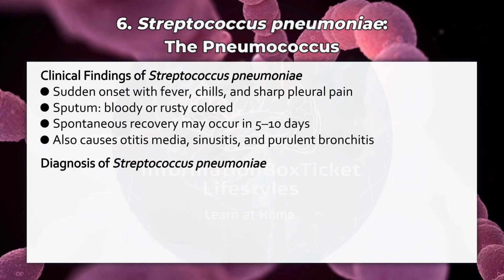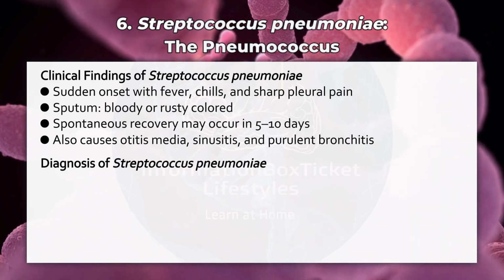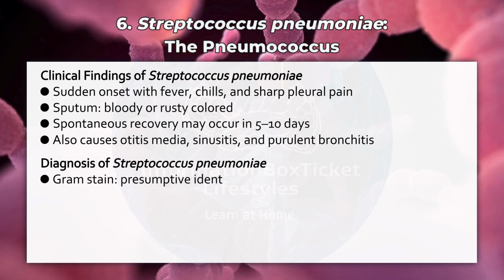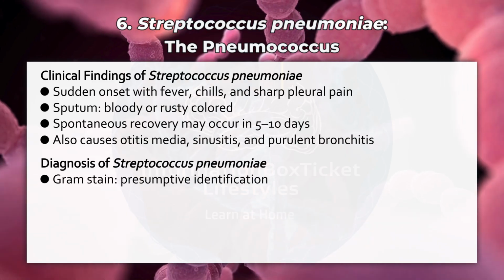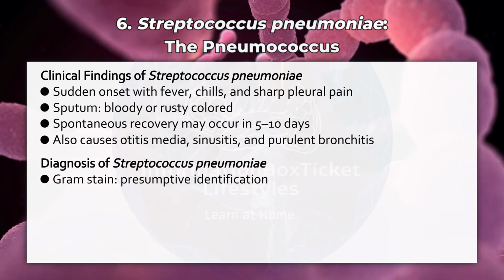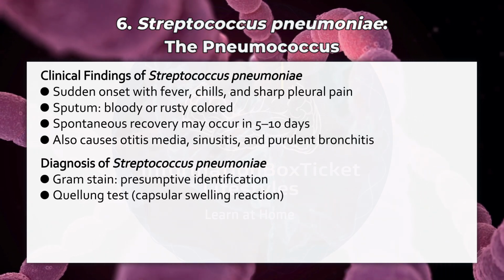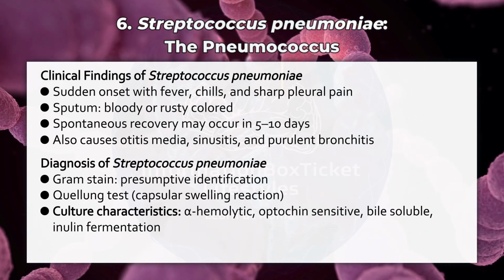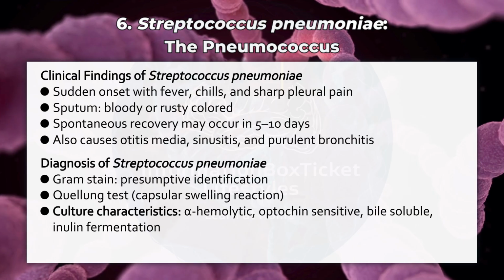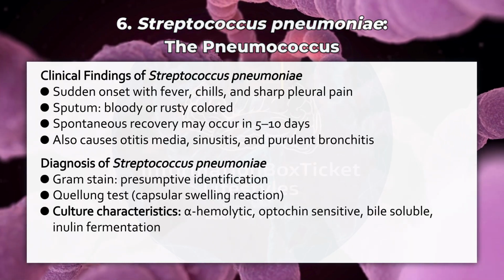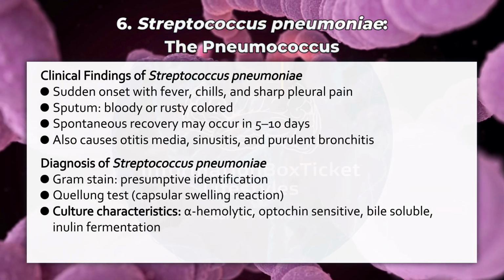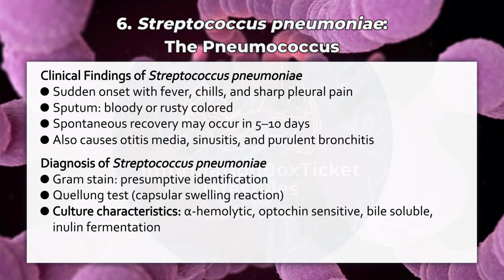Diagnosis of Streptococcus pneumoniae. Gram stain for presumptive identification. Quellung test, the capsular swelling reaction. Culture characteristics: α-hemolytic, optochin sensitive, bile soluble, with inulin fermentation.